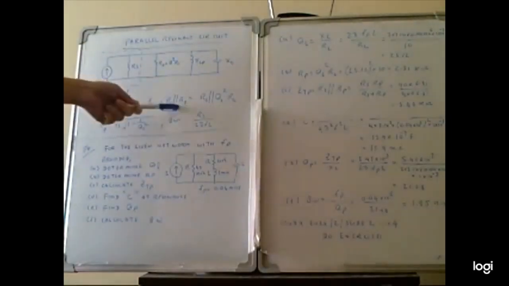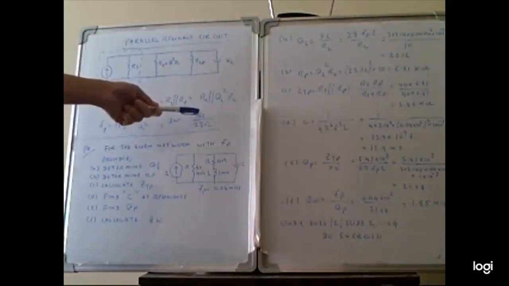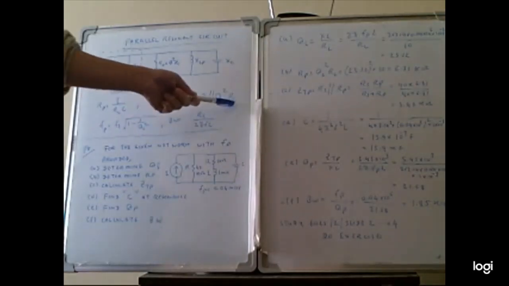So R_P is Q_L squared R_L, where Q is the quality factor squared and R_L is the load resistance. You can calculate it: R_S parallel Q_L squared R_L is Z_T. Where the resonance frequency can be calculated, f_s is the series resonance frequency, square root of 1 minus 1 by Q_L squared.